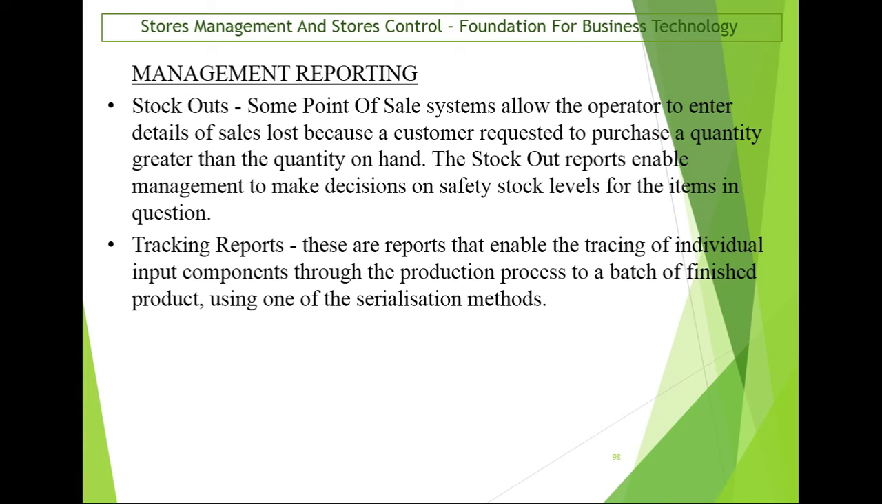We can also generate tracking reports. These are reports that enable the tracing of individual input components through the production process to a batch of finished product using one of the serialization methods. So if there is a need to trace components through the production up to the finished product, then we need to use one of the serialization methods, either individually serialized items or batch serialized items.